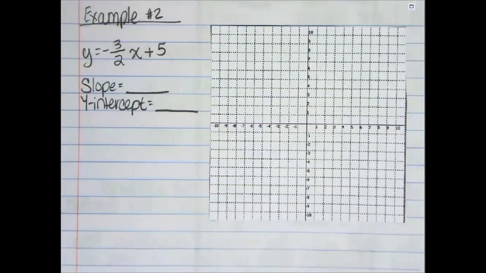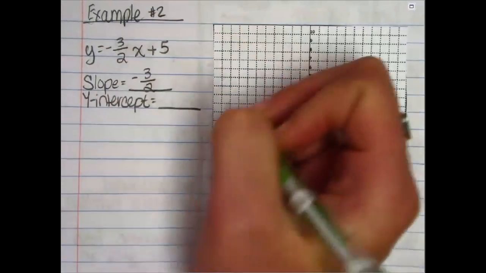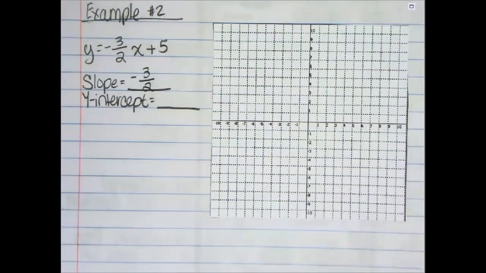My life is a little bit easier. What is the slope of this line? Valerie? Negative 3 over 2. So what's the change of my y values?